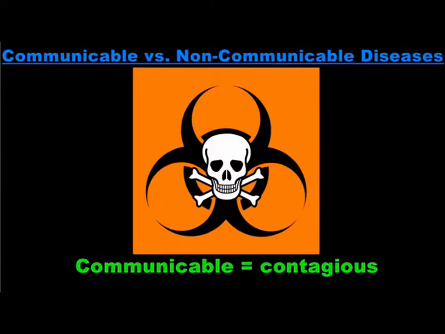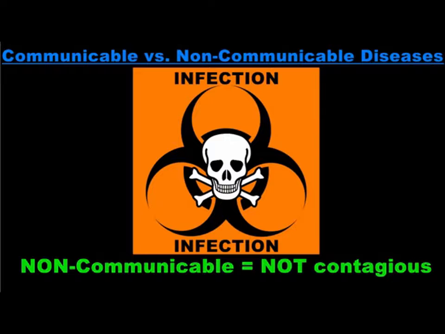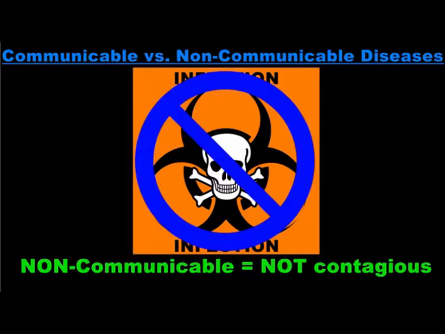The word communicable basically means contagious. So a communicable disease is one that can be spread to another person through infection. Non-communicable diseases, on the other hand, cannot be spread from person to person because they are not contagious. Each category has its own causes that will be discussed throughout this lesson.